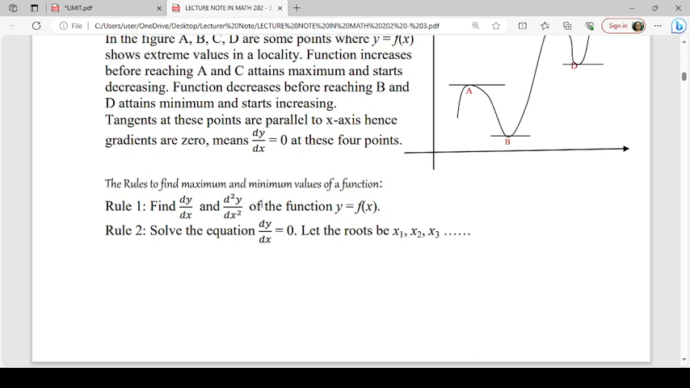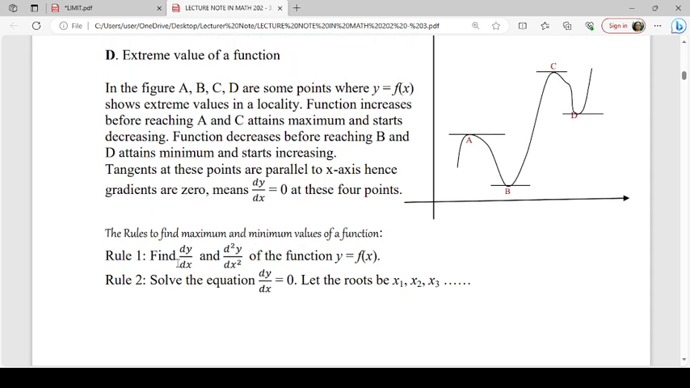So the rule to find maximum and minimum value is this. Find dy/dx and d2y/dx2. Then solve dy/dx equal to 0 for the roots, to see at what point it is, because dy/dx equal to 0 means this line is parallel to the x-axis. So it goes upward, then downward, and at this point it is an extreme value. So we need to find the point where this angle is 0.